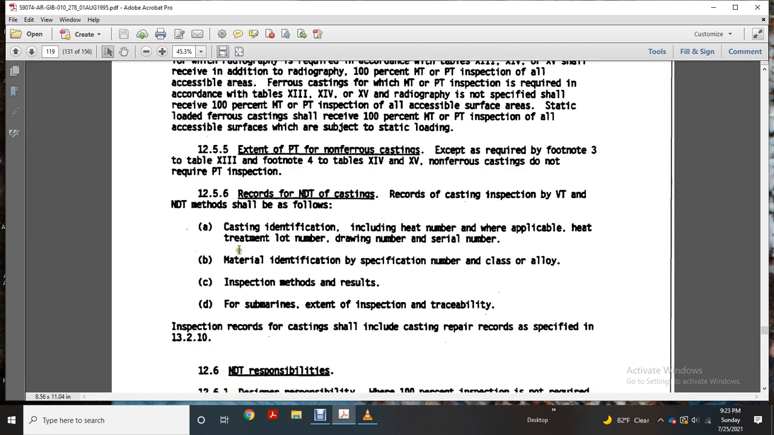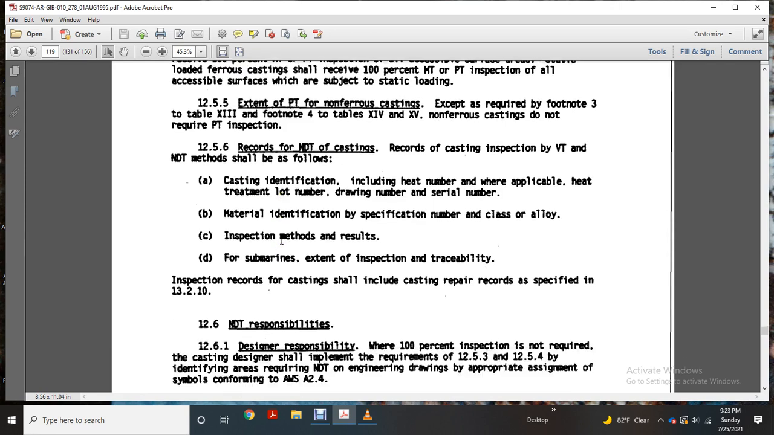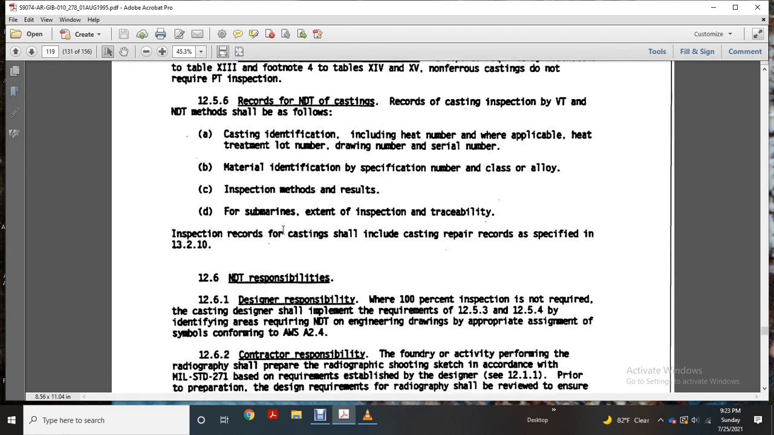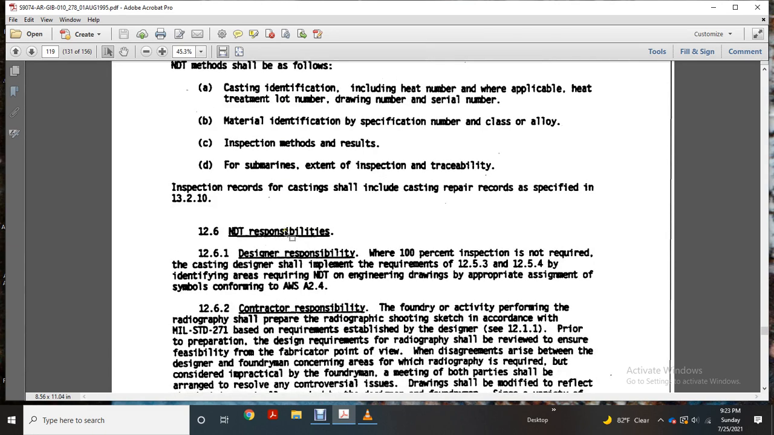Records of the non-destructive test, records of the casting inspection of the visual test. The non-destructive test records should be as follows: the casting identification, including heat number, where applicable, the heat treatment lot number, the drawing number, the serial number, the material identification, specification number, the class for the alloys, inspection method and result, extent of the inspection, traceability. Inspection records of this casting shall include the casting repair and record specified in 13.10.